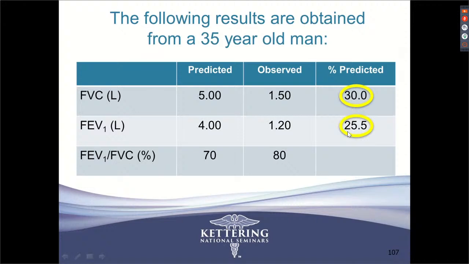The FEV1 is also reduced, less than 80%, and this would also be considered a severe obstructive defect. Okay, so far I've got severe restrictive, severe obstructive. But when I look down here at my FEV1 to FVC ratio, it's within normal limits.